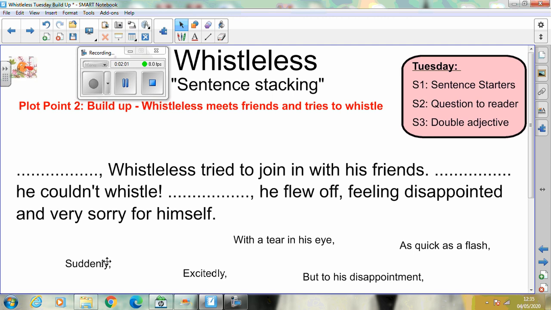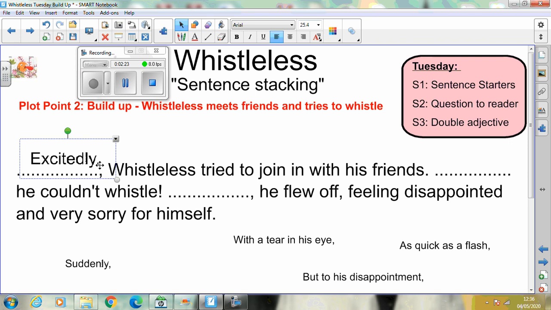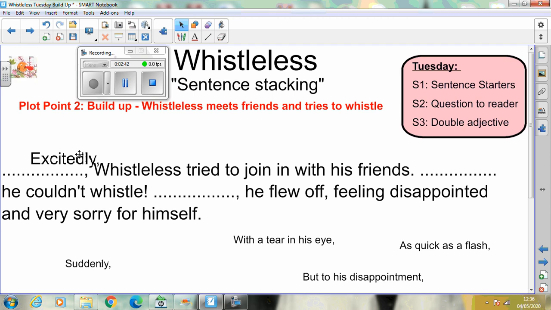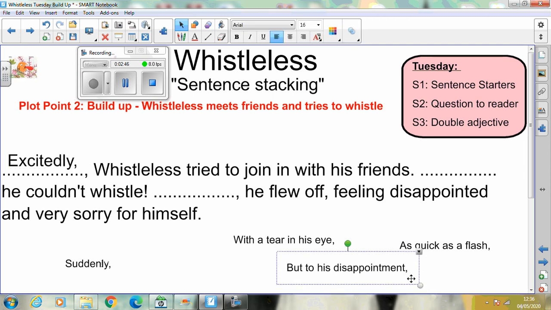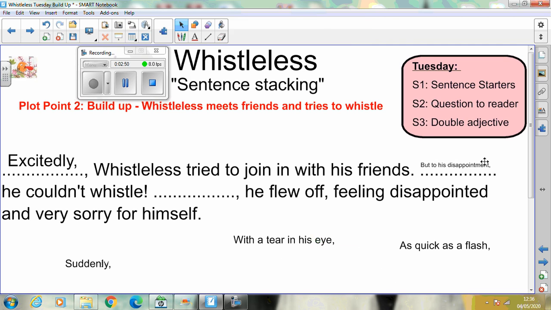Okay, so I'm going to move on now, and I'm going to choose one of my examples to start us off. So, something, comma, Whistleless tried to join in with his friends. You could use one of yours, but the one I'm going to use here is excitedly. Excitedly, comma, Whistleless tried to join in with his friends, full stop. Something he couldn't whistle. And I'm going to use but to his disappointment. I'm just going to shrink that down a little bit so it fits in. There we go. But to his disappointment, comma, he couldn't whistle! Exclamation mark. Something, he flew off, feeling disappointed and very sorry for himself.